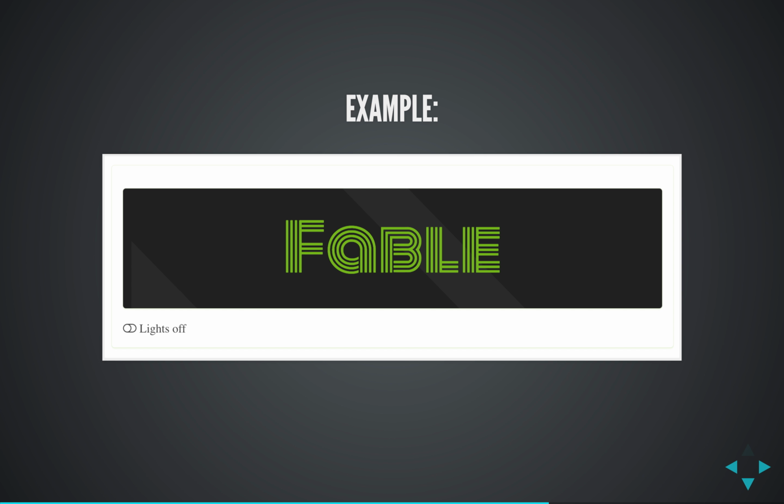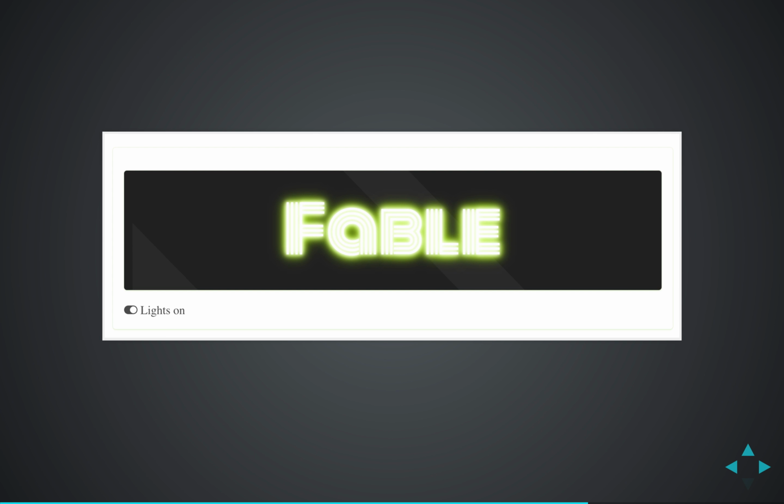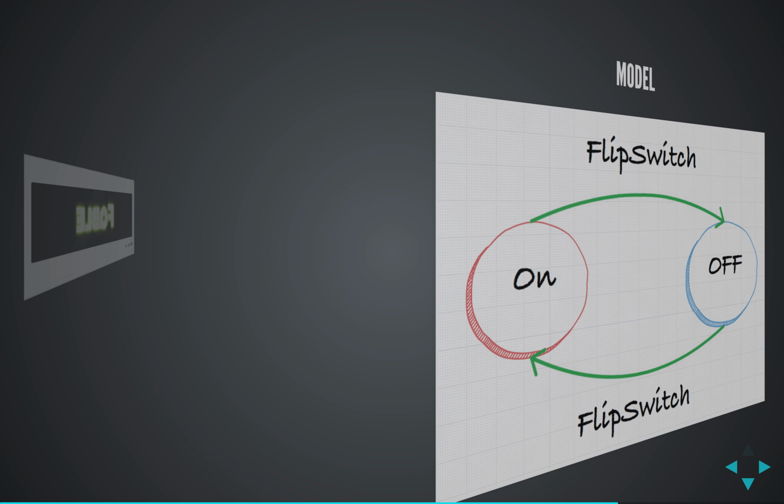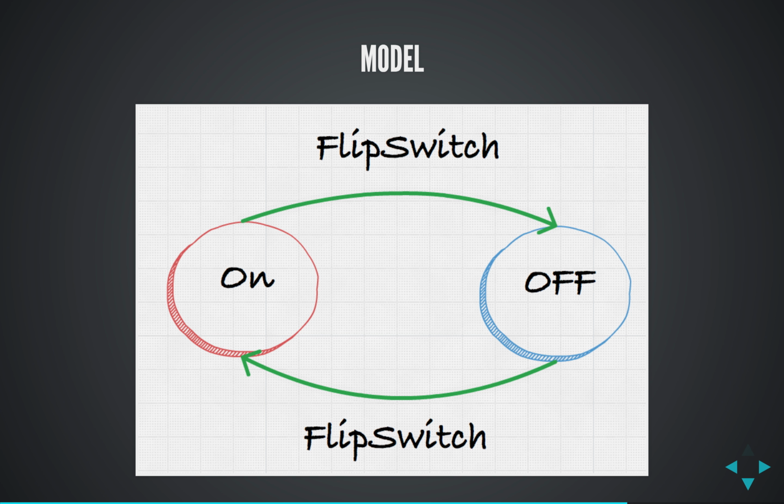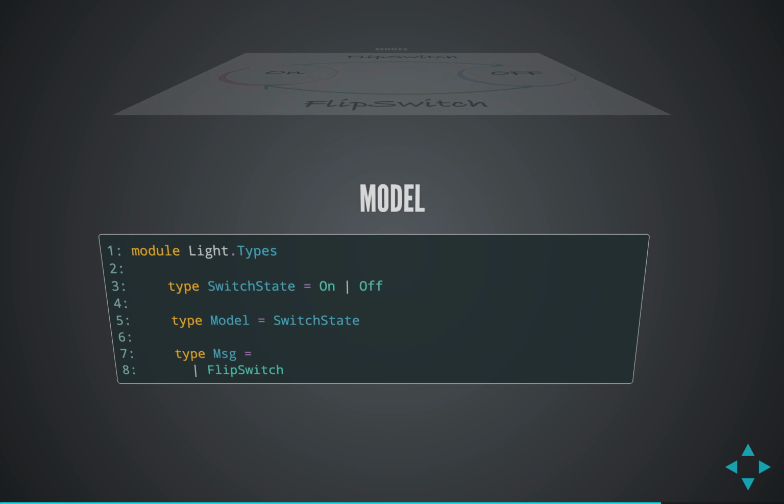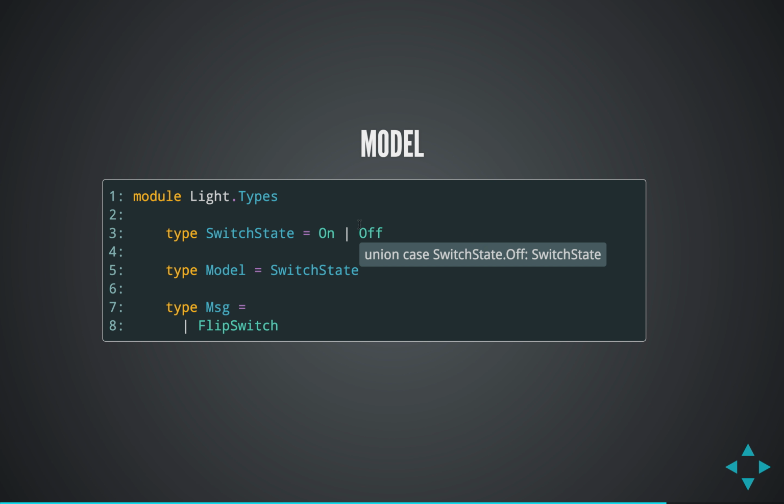So here I made a simple example of an Elmish component, which is just a very simple state machine that goes lights off, lights on. If the lights are off, we get that view, and if the lights are on, we get Fable neon lights. The model to describe this transition is very simple. We have two states, on and off, and there's a message flip switch. The way we can define this in F# is very simple and elegant.